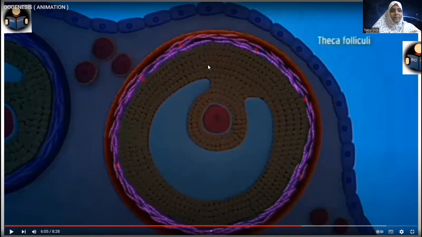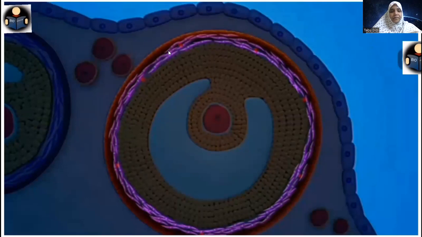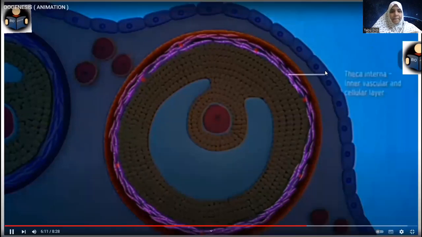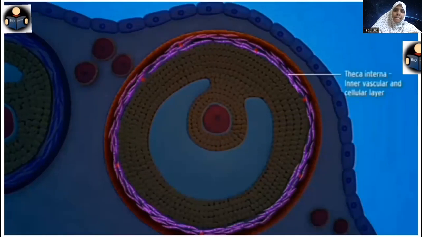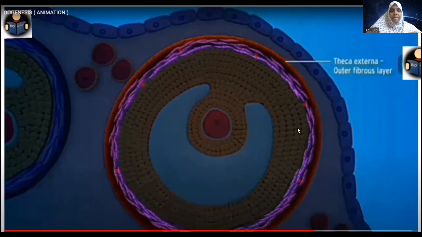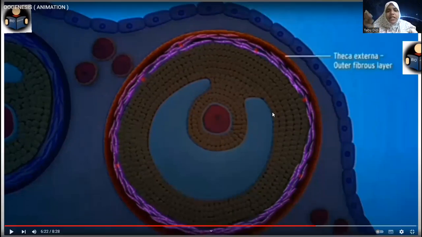Theca folliculi consists of two layers. Theca interna, inner vascular and cellular layer, and theca externa, outer fibrous layer. You are aware of the words interna, externa. Externa is basically a fibrous layer, like a connective tissue, which will protect the whole structure. And interna is vascular, that is, it will supply blood and nourishment to this growing egg cell inside. Okay.